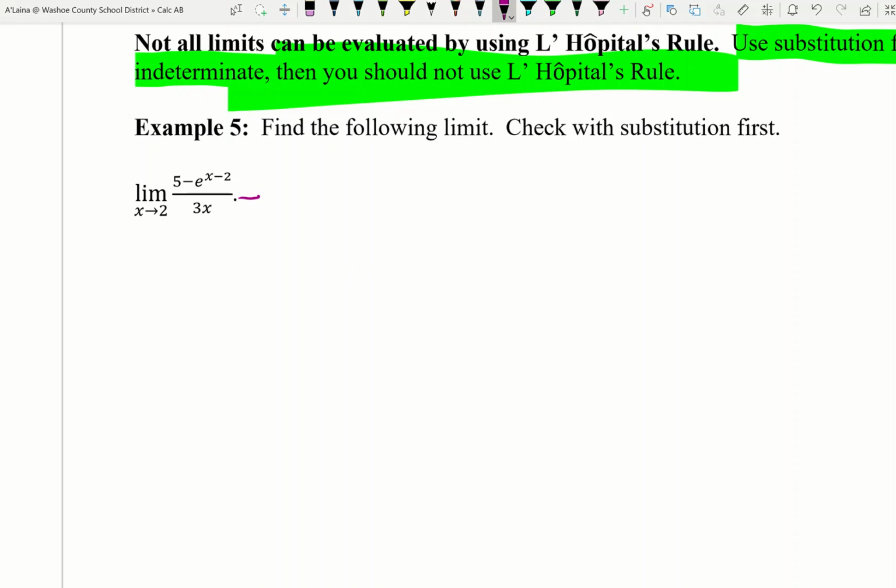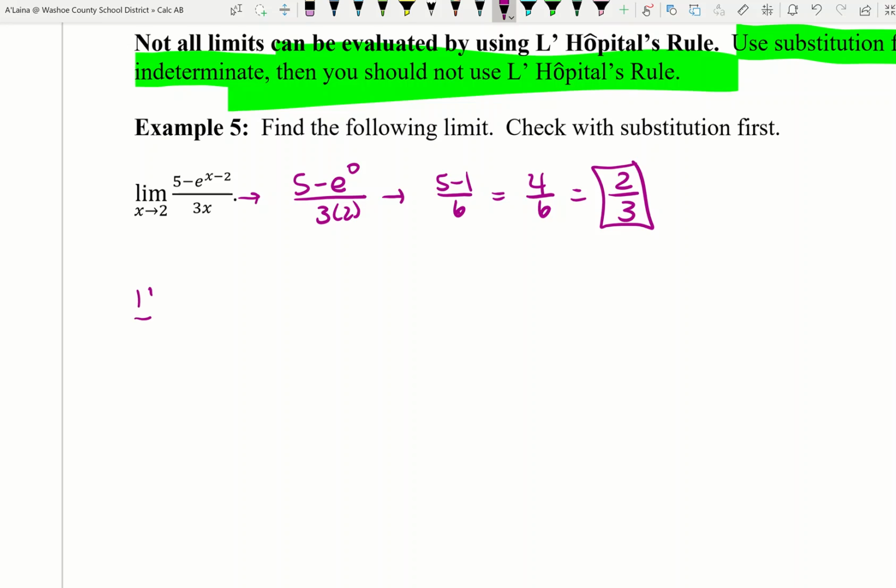So if I use substitution here, I would get 5 minus e to the power of 0 over 3 times 2, which is 6. So I'd get 5 minus 1 over 6, or 4 over 6, which is 2/3. That's not indeterminate. So substitution as my first line of attack here worked perfectly. Now, just to verify for you that L'Hopital's won't work here, if I try to use L'Hopital's rule in this problem, it's not going to work. I'm not going to get the right answer here.